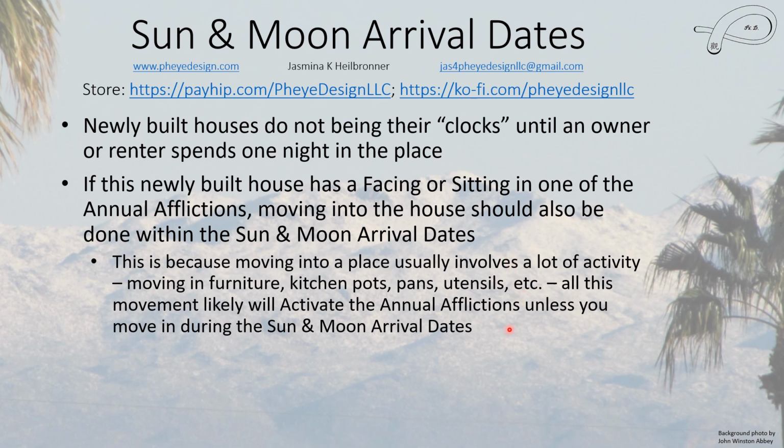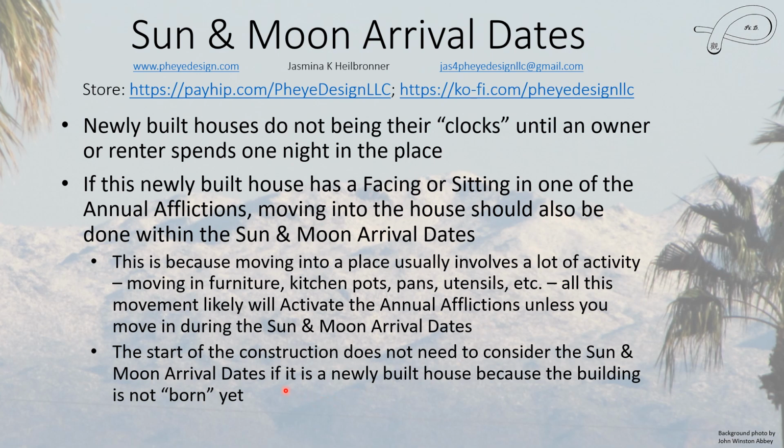And the reason why this can be activating is there's so much activity that, especially if it's facing it or your main door, the main door that you're going to use to move things in and out of, is located in an annual affliction, that's also pretty activating. So in general, it's safer to move in during the sun and moon arrival dates, unless you know that maybe you only have enough furniture for 2 rooms and those rooms happen to not have an annual affliction, then you don't have to worry about it. Even if it sits or faces that, it's usually not a big deal. But most people have more than 2 rooms of furniture.